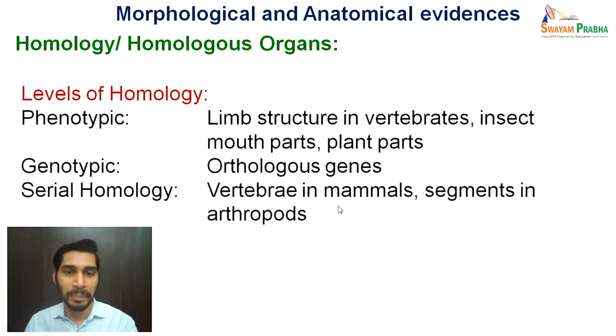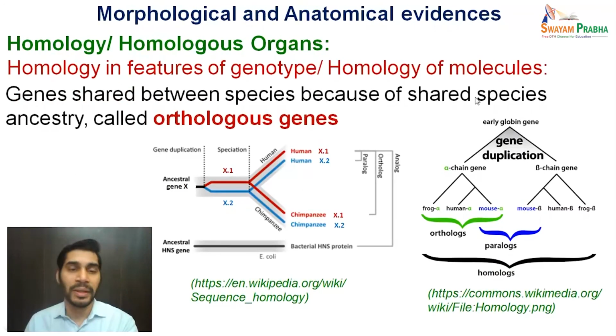For example, the vertebrae in mammals, if you see, they also have the common origin, similar structure, but functionally they are different. Same is the case with the segments in arthropods. Let us discuss the homology in terms of genes or the genotypic level of homology. The orthologous genes are the genes shared between species because of shared species ancestry.